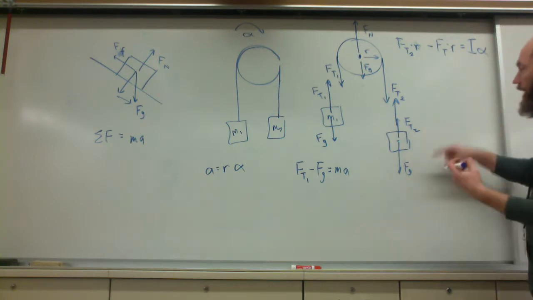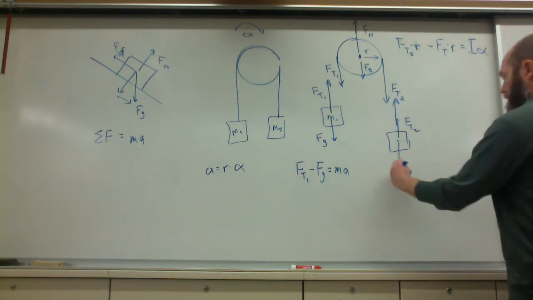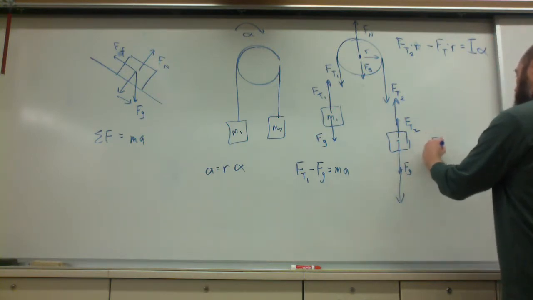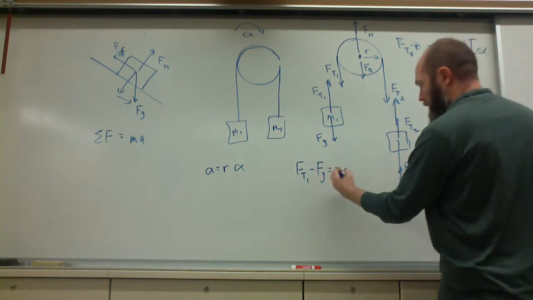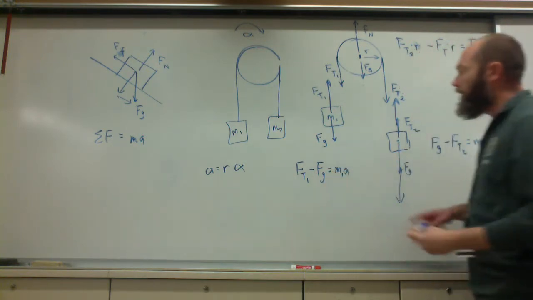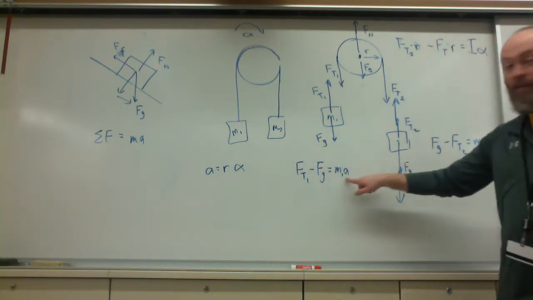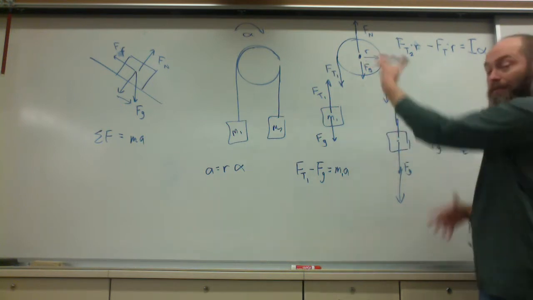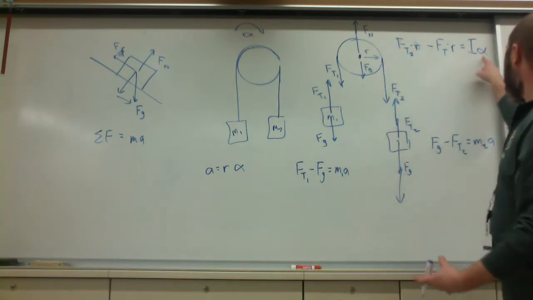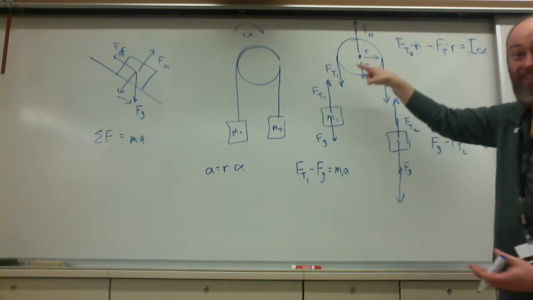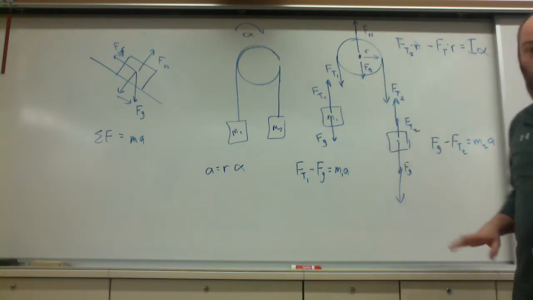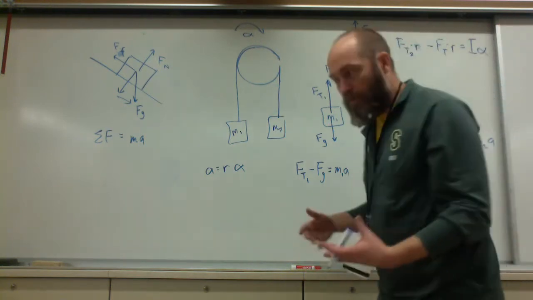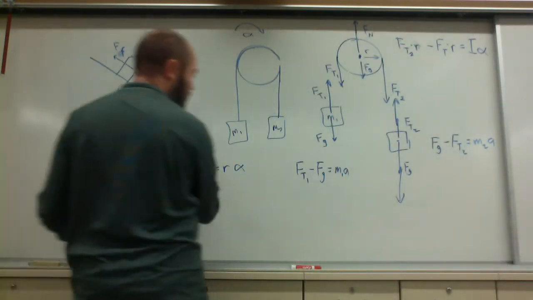If this guy has to accelerate down, I would go Fg minus FT2 equals m2 times A. This would be m1. These A's have to be the same because they're connected by a string, right? And the alphas would have to be the same here and here because it's the same pulley. And then you could plug stuff in and solve. Just be careful, guys, if you're doing a problem where it's a little bit different.